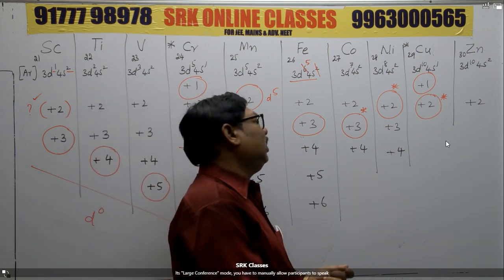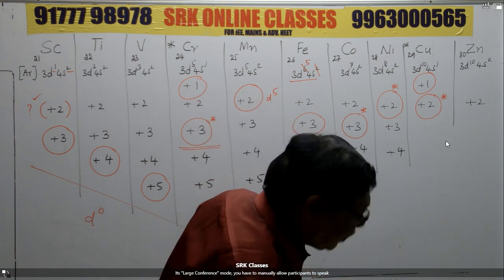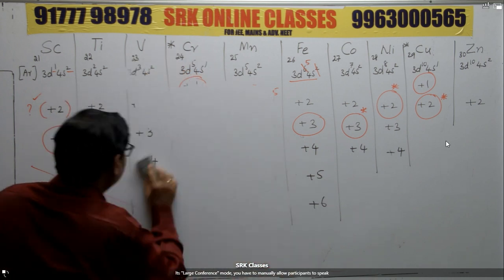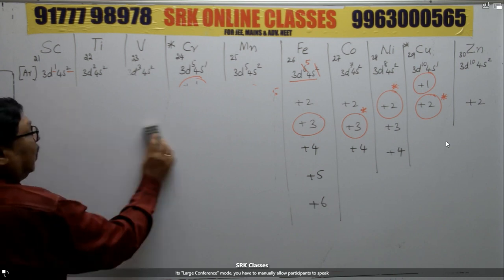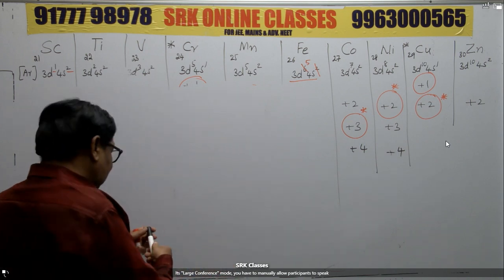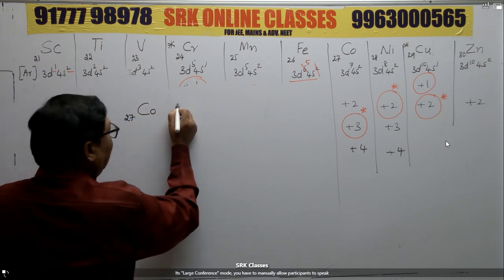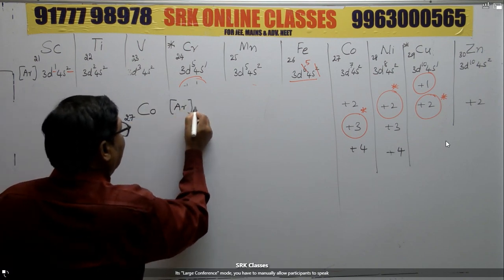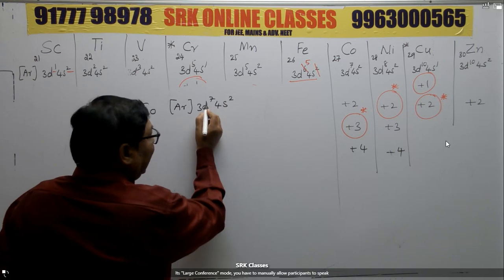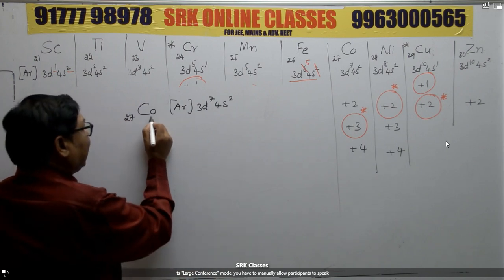Now we'll discuss the stable oxidation state of cobalt. I have given cobalt plus 3, which is an exceptional case. That we'll discuss here separately. Cobalt atomic number is 27. Electronic configuration is argon 3d7 and 4s2. Originally, d5 configuration is possible with plus 4 oxidation state. But what I have given is plus 3 is more stable.